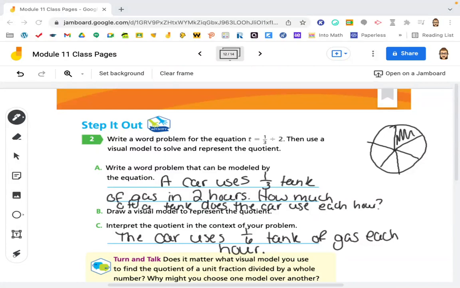That is all for today's lesson. Hopefully you're now able to create a story context for a given equation and use a visual fraction model to represent the quotient.